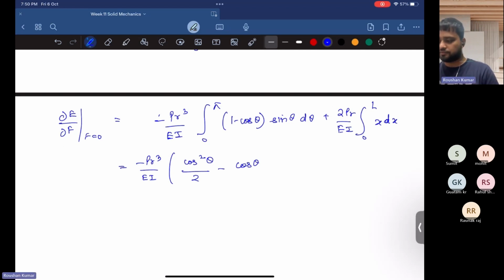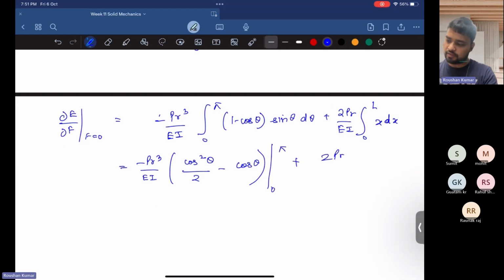minus PR cube upon EI cos square theta upon 2 minus cos theta, because here we have sin theta, then sin theta minus sin theta into cos theta. So that's why I'm taking sin theta cos theta, which is sin 2 theta by 2, because 2 sin theta cos theta is sin 2 theta, and therefore we take the derivative in this way, 0 to pi, plus 2PR upon EI x square by 2, 0 to L.